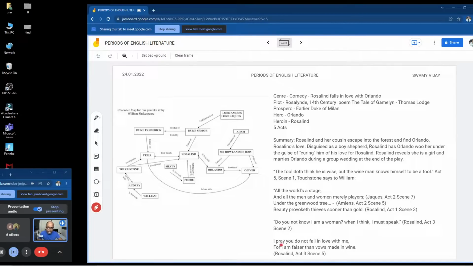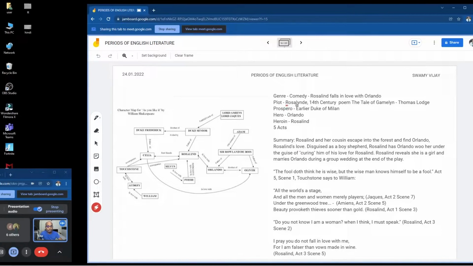And then last one, "I pray you do not fall in love with me, for I am falser than vows made in wine," said Rosalind in Act 3, Scene 5. So this is a story about a Shakespearean comedy, As You Like It. The important information you have to remember is what is the source for Shakespeare and what are the statements or quotations given by the actors in the play.